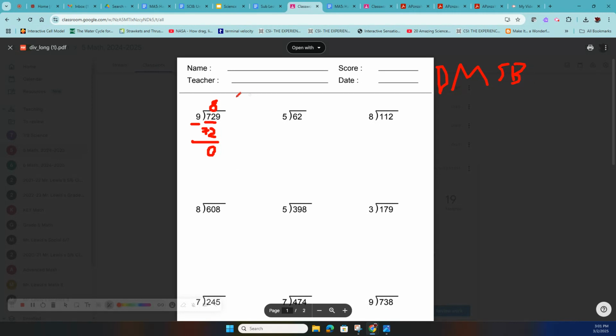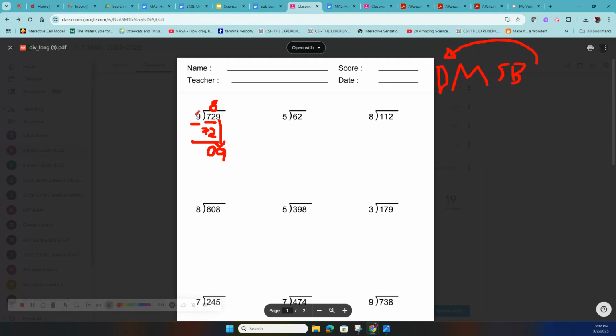Bring down. So at this point, if your dividend has any other digits, you are going to draw an arrow, and you're going to bring that digit down. And now the whole process restarts. I go back to the divide step.